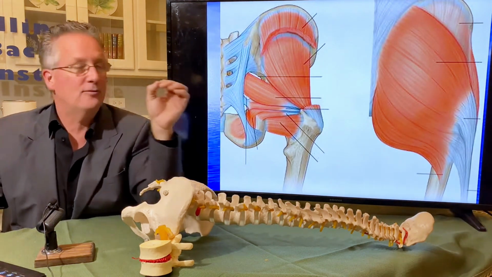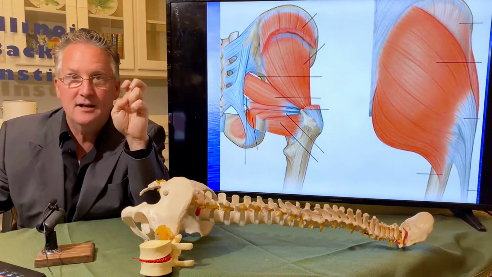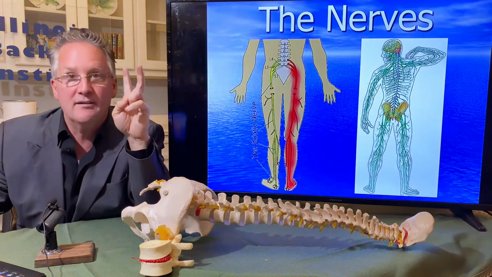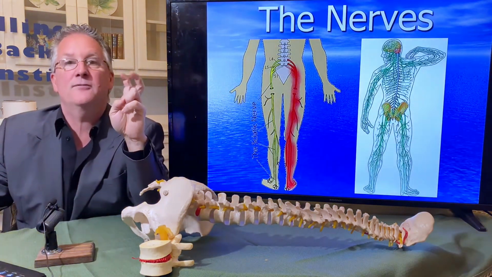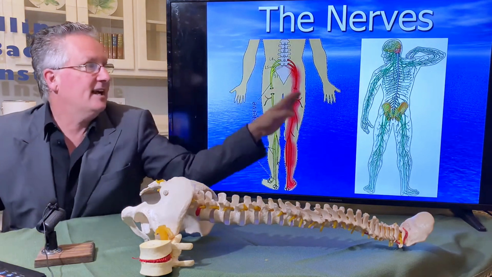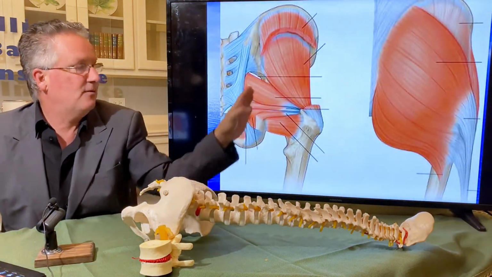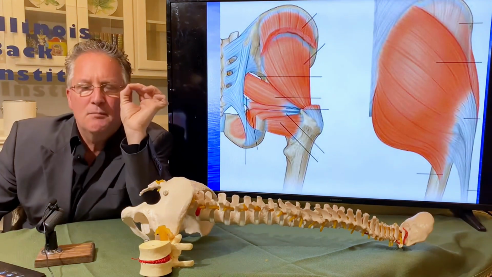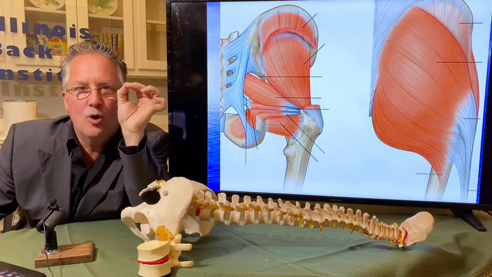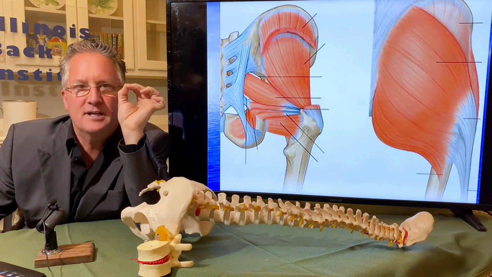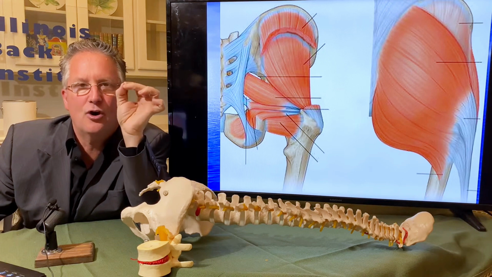And that tight piriformis is attributed to back pain. Oh, your piriformis is tight, you have back pain. Or your piriformis is tight and now you have sciatica, because the sciatic nerve passes right by the piriformis. But what you really have is an overactive piriformis because the glute is turned off.